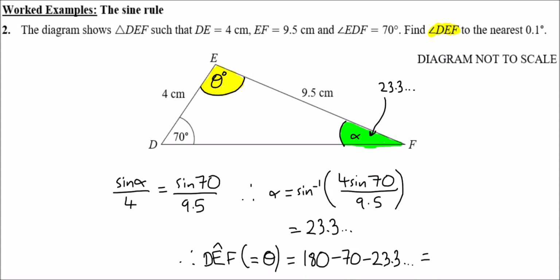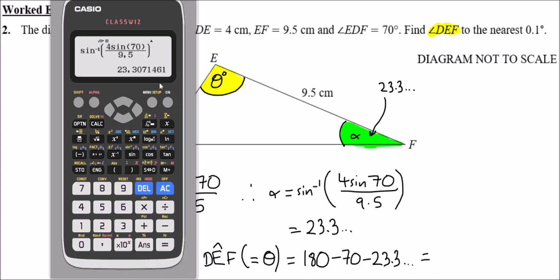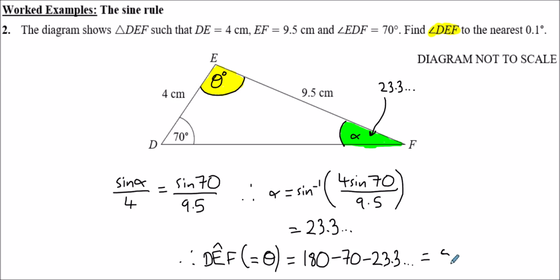Let's see what we get. I'm going to store this on the calculator, so if I press ANS, that answer's stored for me, so I don't need to worry about it. So I'm going to do 180 minus 70 minus that stored answer. To the nearest degree, I get 86.7 degrees. So that's what we have for DEF.